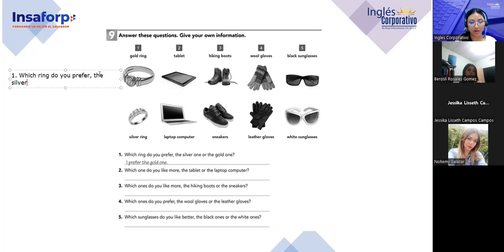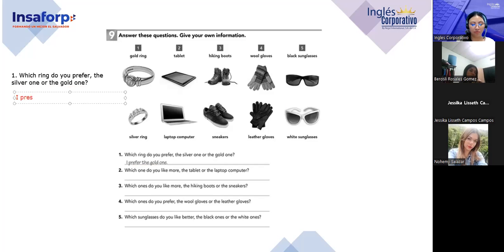The silver one or the gold one? Ah, vean la pregunta. Which ring do you prefer? The silver, y aquí le acompaña el one. The gold one, right. The silver one or the gold one. ¿Qué responde la persona? I prefer the gold one. Siempre usamos one para responder.